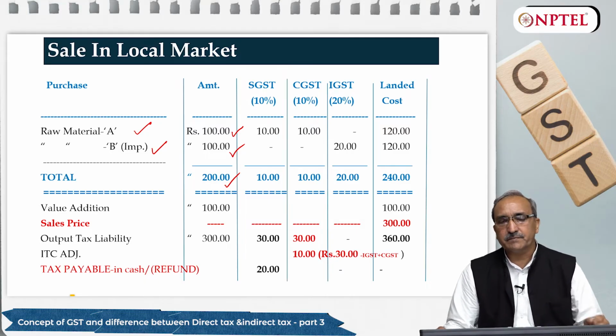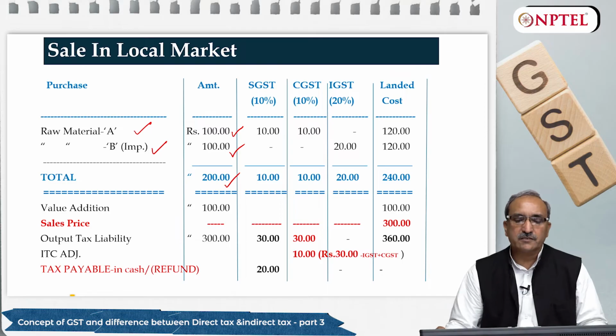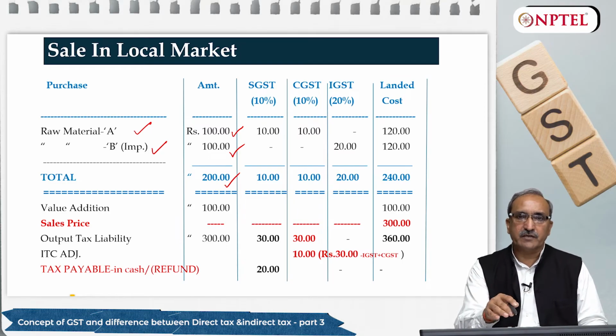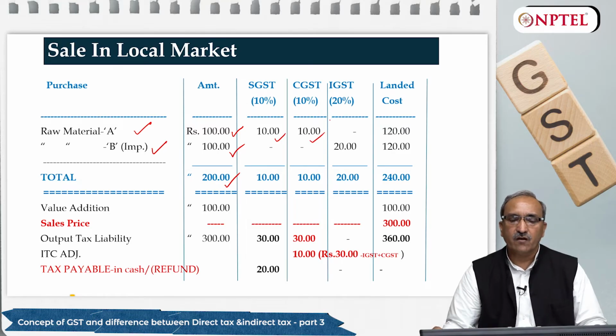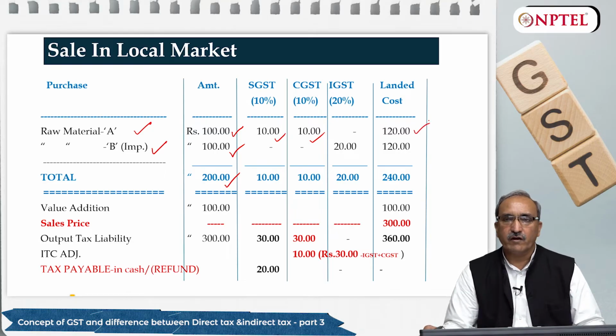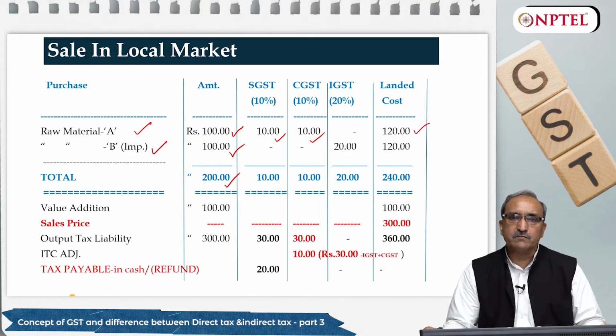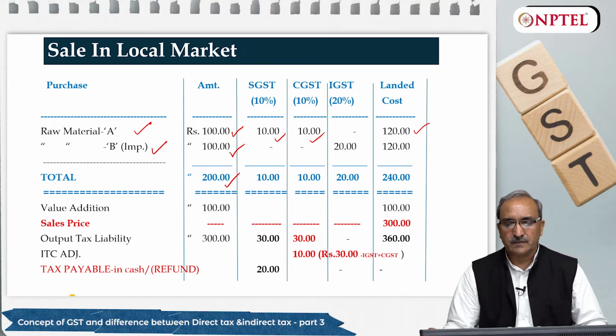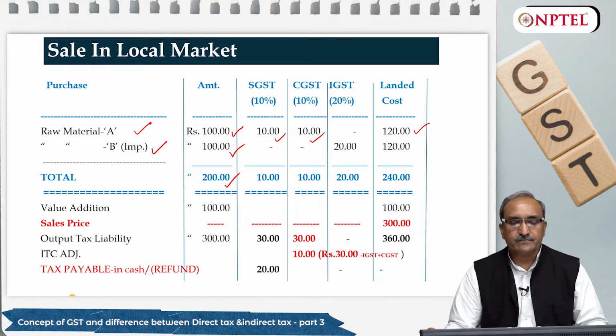When I purchase these materials for my final product, A is purchased within the state. It's a local purchase. So for calculation purposes, I paid 10 rupees state GST and 10 rupees central GST for raw material A, and my landed cost is 120. Though in my books of accounts, my raw material cost will be 100 only, 20 rupees will be kept outside as GST paid, which is known as ITC.